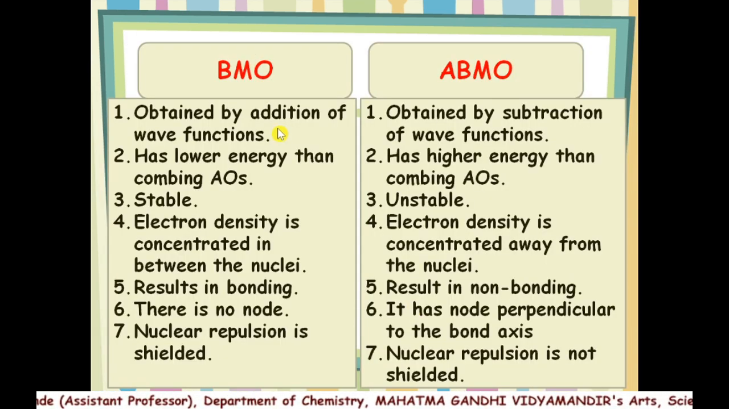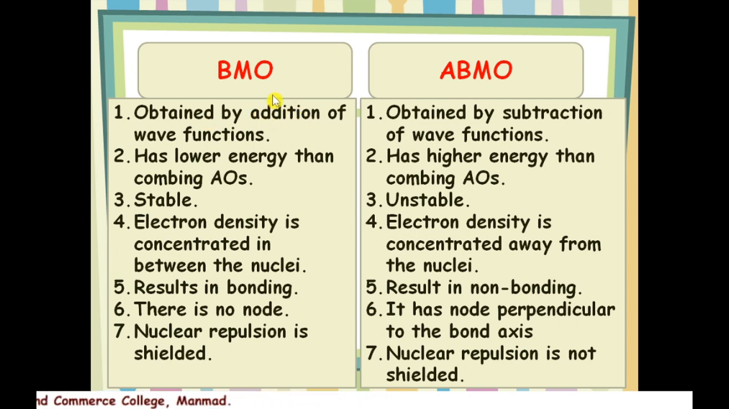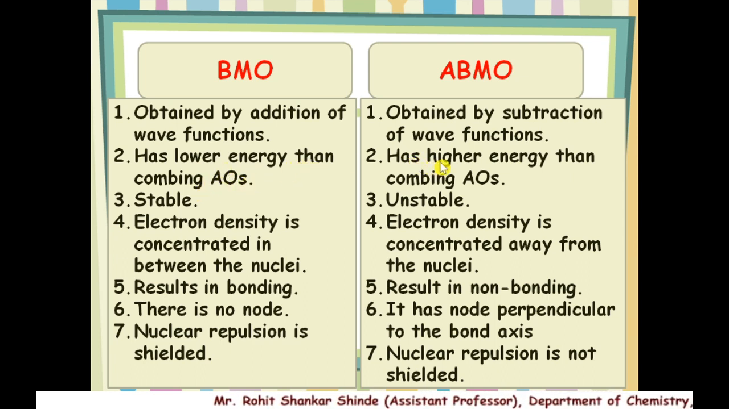Now let us see the difference between bonding molecular orbitals and anti-bonding molecular orbitals. BMOs are obtained by addition of wave functions. ABMOs are obtained by subtraction of the wave functions. BMO has lower energy than the combining atomic orbitals. ABMO has higher energy than the combining atomic orbitals. BMOs are stable, ABMOs are unstable.